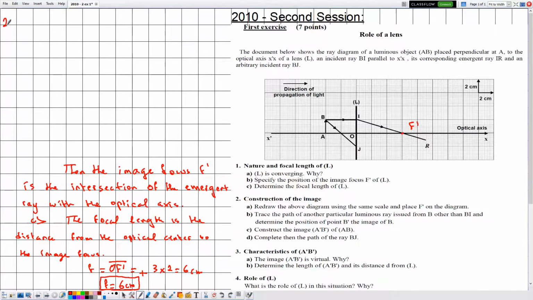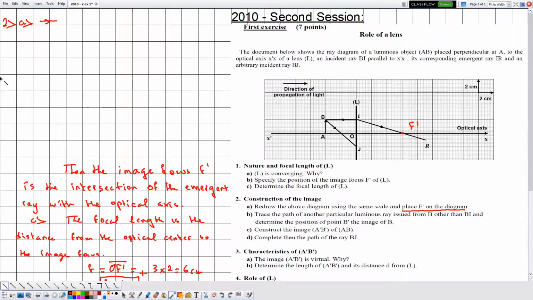So now we are in 2 part A. They are telling me to redraw the above diagram using the same scale and place f prime on the diagram. The direction of propagation of light is from left to right, and whenever we need to redraw, we always start by drawing the optical axis at the center, having the same direction of propagation of light, which is from left to right.